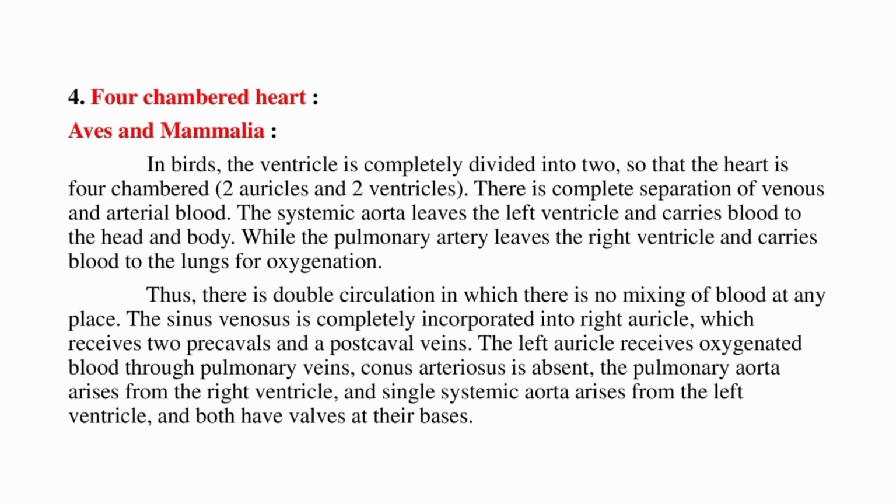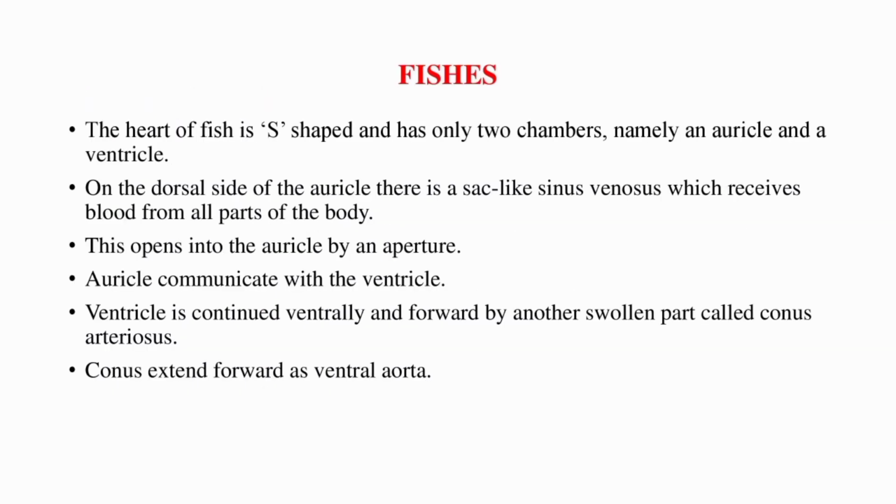The sinus venosus is completely incorporated into the right auricle, which receives two precavals and a postcaval vein. The left auricle receives oxygenated blood through pulmonary veins. Conus arteriosus is absent. The pulmonary aorta arises from the right ventricle and a single systemic aorta arises from the left ventricle, and both have valves at their bases.